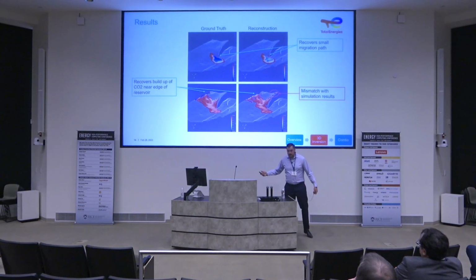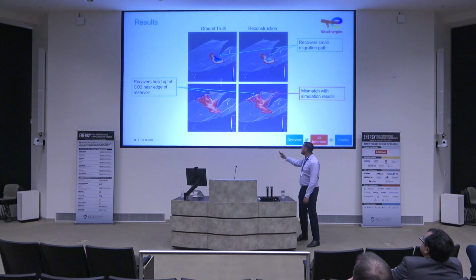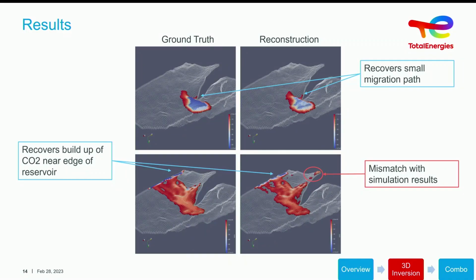So what do these actually look like? If you focus on this left column, we have 2 ground truth CO2 plumes that we produced through our simulation. And then on the right, we have the reconstruction from our deep learning model. And again, I'll leave these up here for a second before I go into them, just so you can take a look at them.